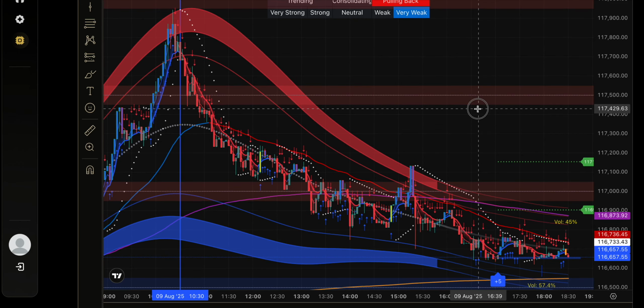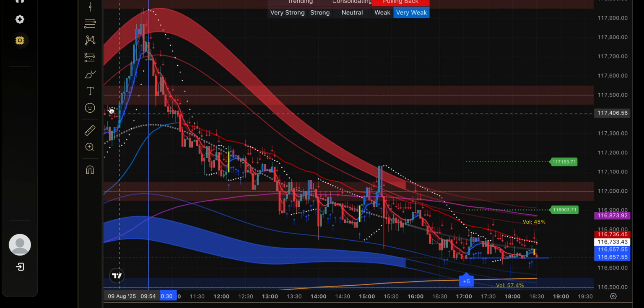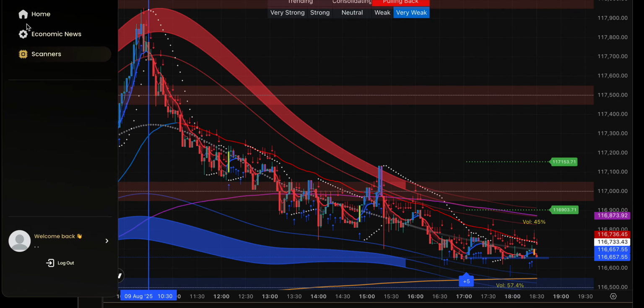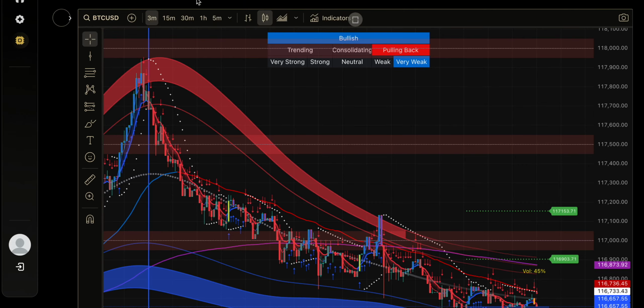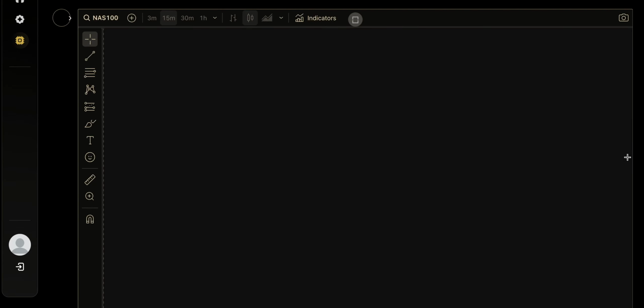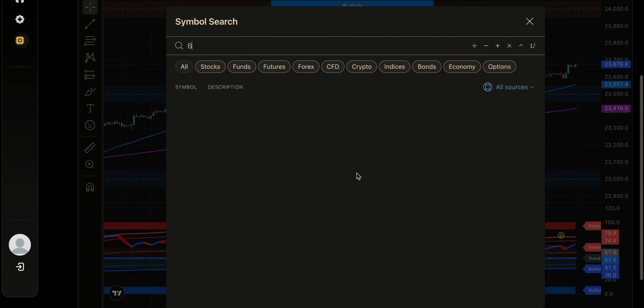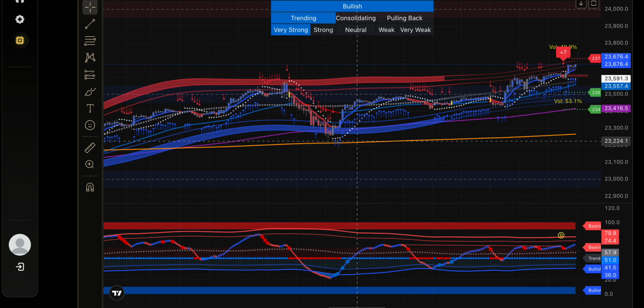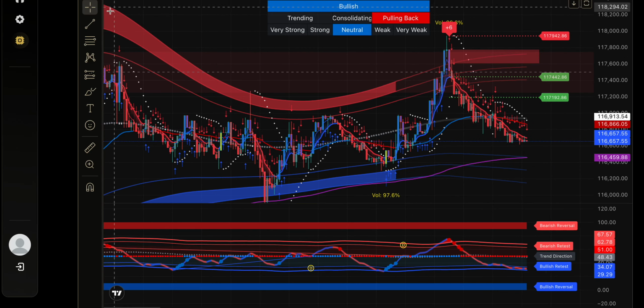Where is this sniper little? I think it's gone. I have to refresh this to bring it back. I thought I minimized it. Okay, let me just refresh this guy to bring it back. Okay. Let me see, is it back? Yeah, it's back now. So BTC USDT. Alright.